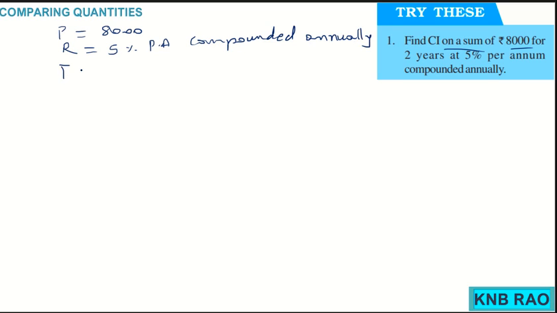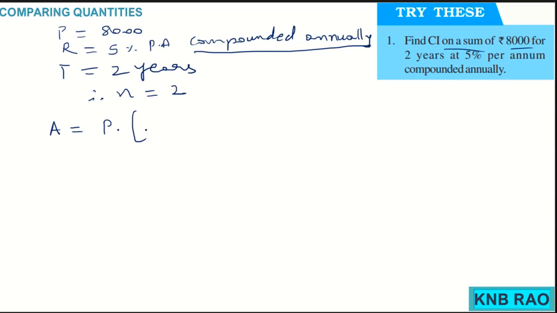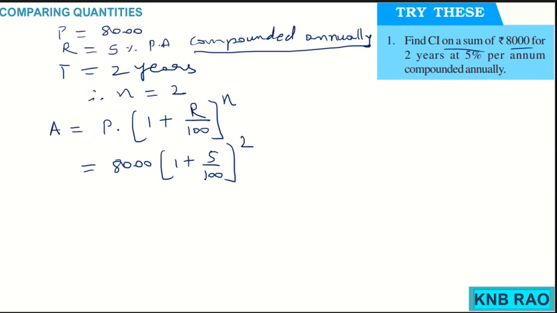Then the time period given is 2 years. Since it is compounded annually, therefore n becomes 2. Now as per the formula, amount is equal to principal into 1 plus rate of interest by 100 raised to the power n. Now on substitution, 8,000 into 1 plus 5 by 100 raised to the power 2. You know 5 by 100 gives 1 by 20, and 1 plus 1 by 20 is 21 by 20, whole square is multiplied to the 8,000.